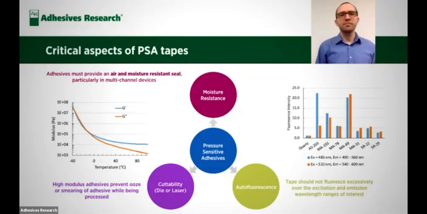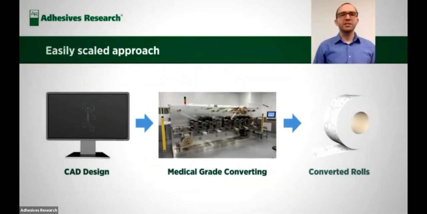And a real advantage of this rapid prototyping using tape approach is that it's also easily scaled. So you can take that same AutoCAD design that was developed for use in laser cutting or the plotter cutter and introduce it right into medical grade converting, in which you would cut the tape roll to roll and wind up a converted roll that has your microfluidic channel already cut into it.